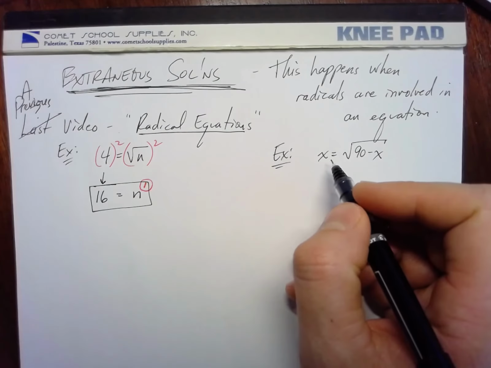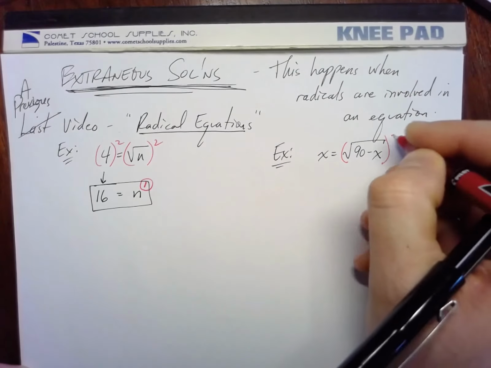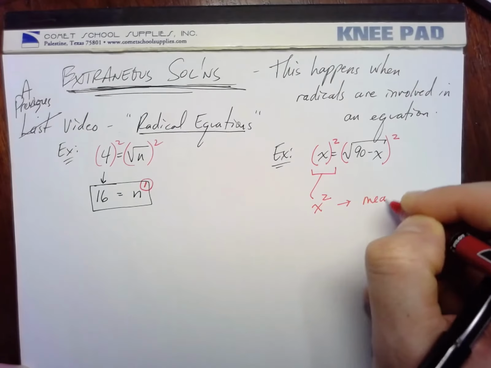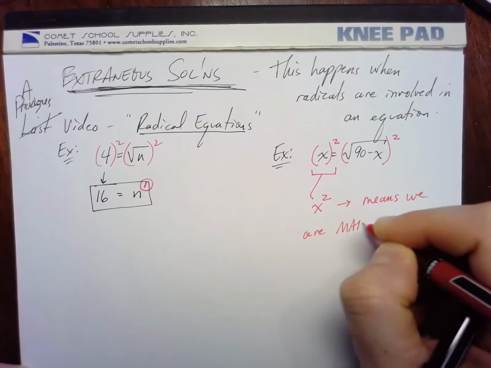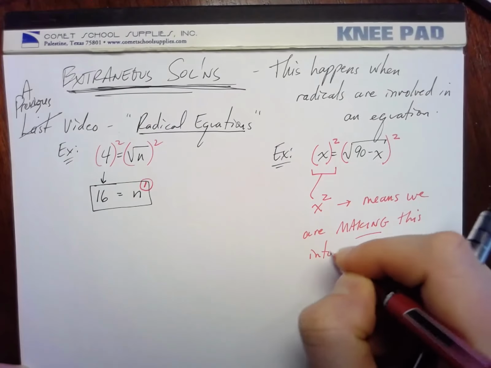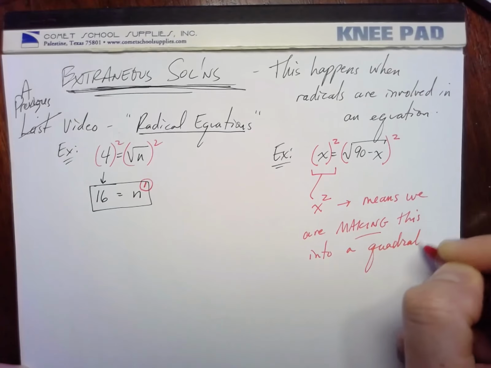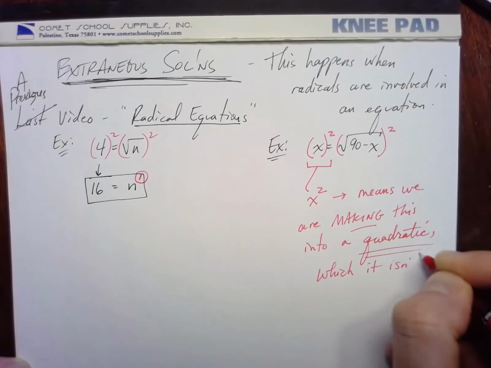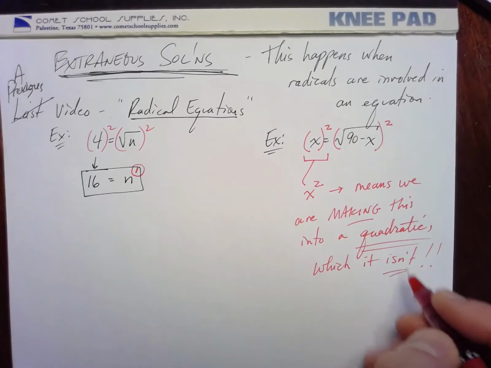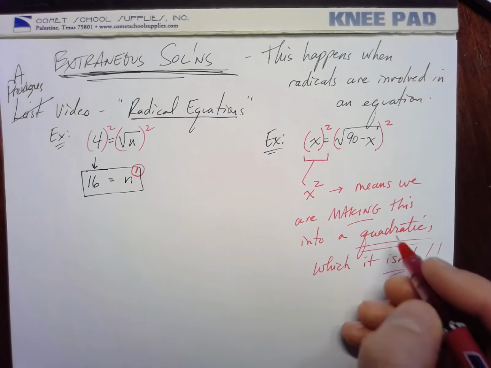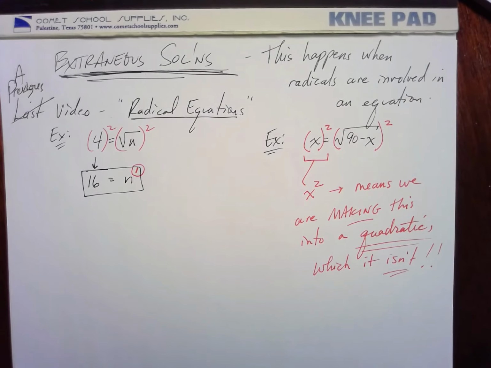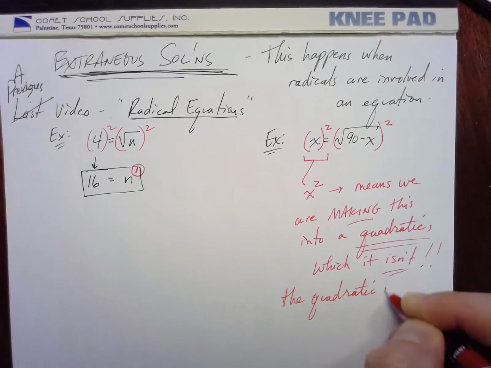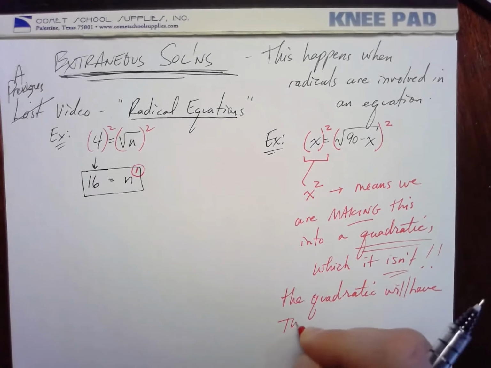But here what happens is, when we are squaring, of course we have to square that, but that means we also have to square this. What ends up here is that we are ending up with x squared, which means we are making this into a quadratic, which it isn't. And in doing that, we create this kind of parallel universe where, because a quadratic, as we have learned and as we have studied, is going to have two solutions. The quadratic will have two solutions.